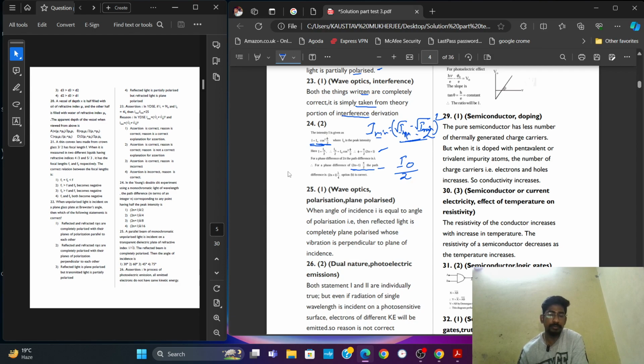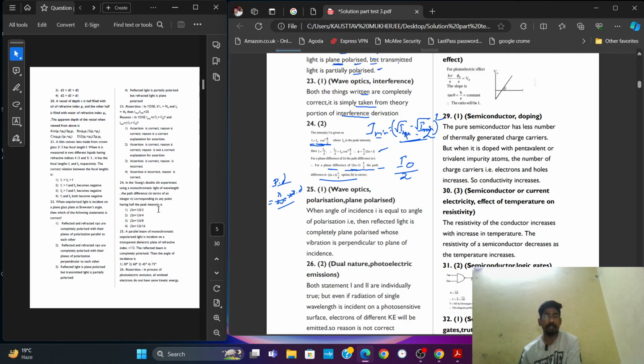As we all know, the phase difference equals 2 pi by lambda into the path difference. So if you put the value of phase difference in this formula, you will get the path difference. So therefore option 2 is correct.